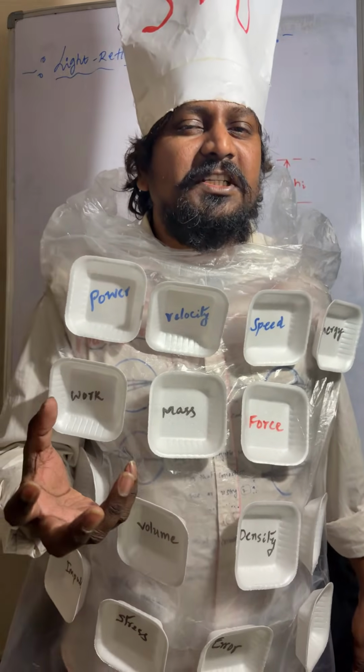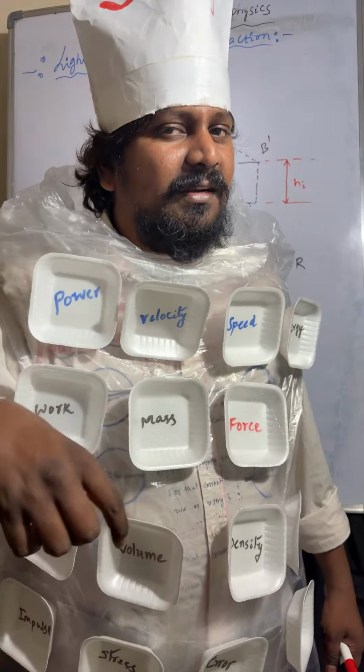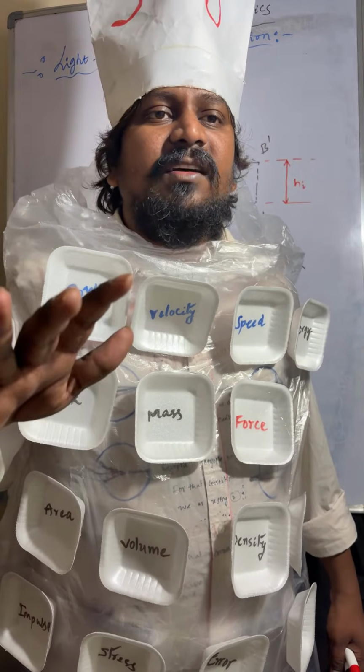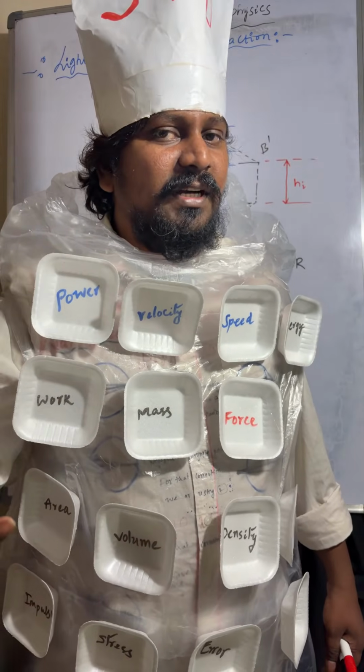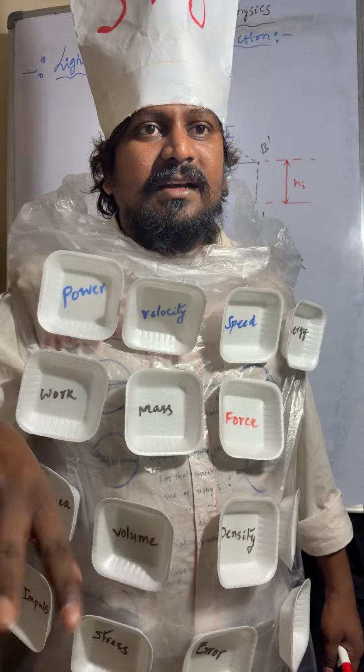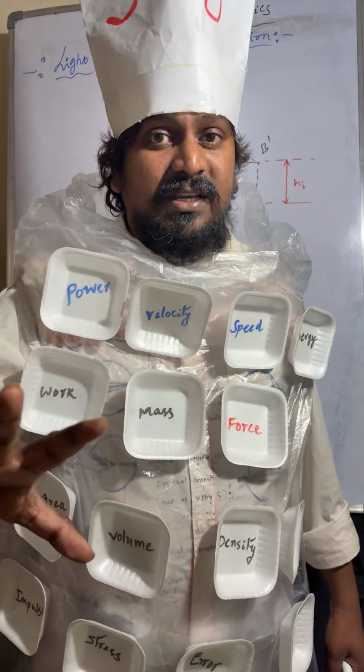What does magnification mean? Magnification is the height of the image divided by the height of the object. In the plane mirror, the image height is equal to the object height, and the image is virtual, erect and the same size.